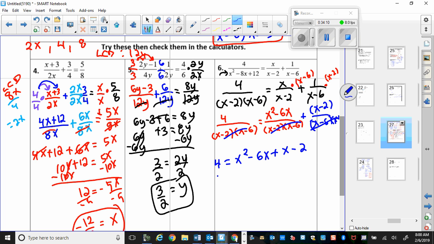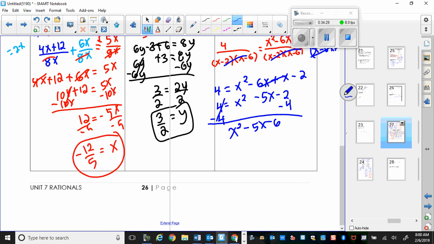Combine like terms. I get 4 equals x squared. Negative 6x plus 1x is negative 5x minus 2. Subtract 4 on both sides. We're working with a quadratic. And we get x squared minus 5x's minus 6. I need to factor this to find the extraneous solutions.